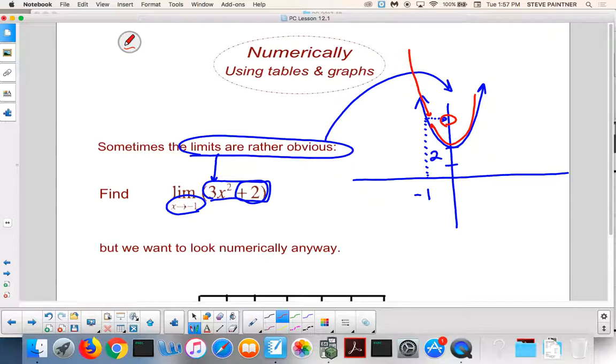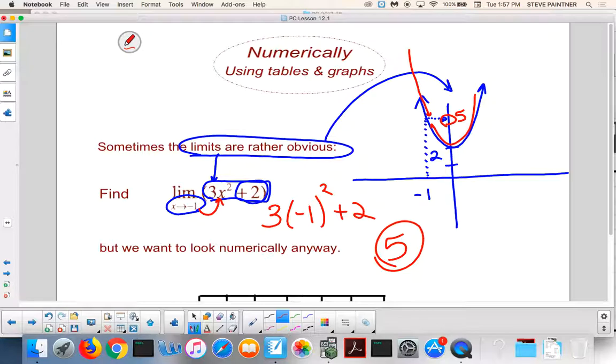What could you do to get it? Say again. Plug it in. Yeah, let's go like this. Plug that in. Now, 3 times -1 squared plus 2. What do you think that answer is? 5. The limit is 5.